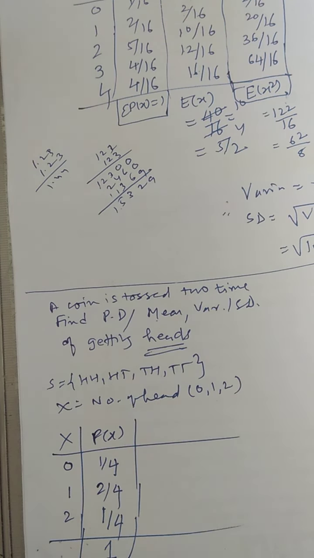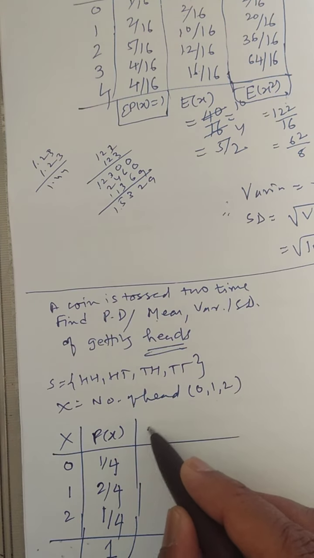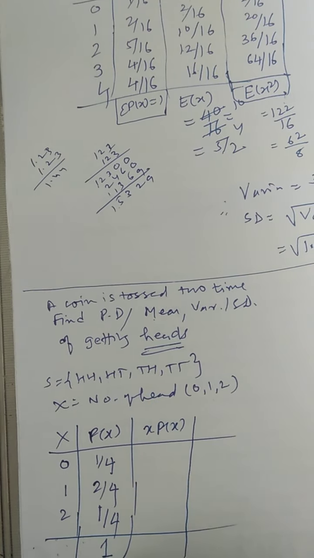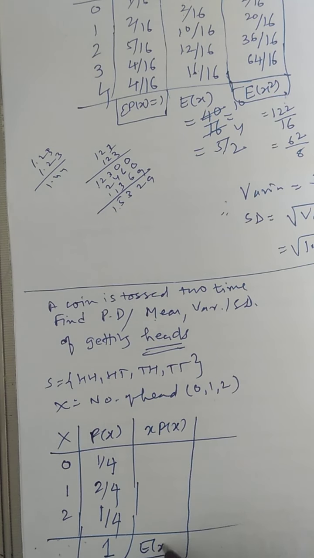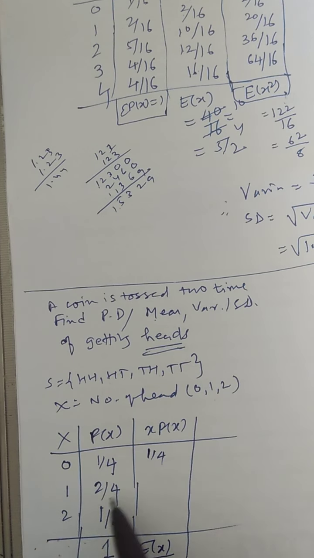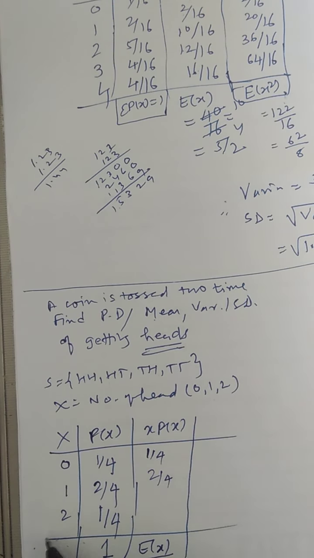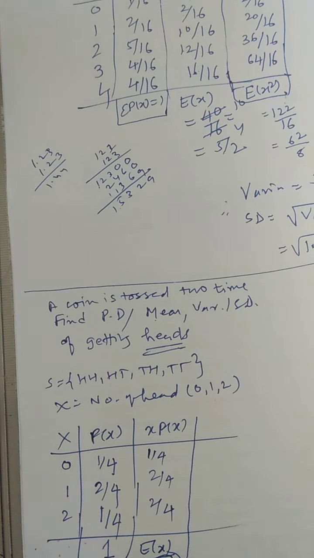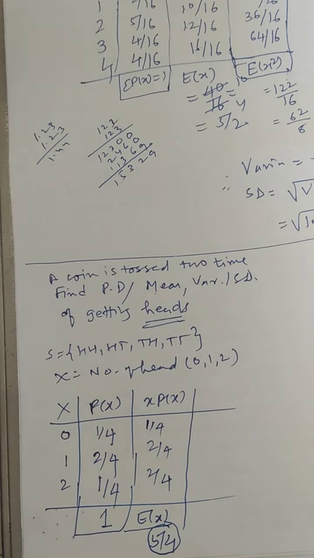Now what is our task? To find out the mean. What should be our procedure? Getting x into p of x. This calculation will give you E of x. Now if you multiply this, you will get 1 by 4. If you multiply this, you will get 2 by 4. If you multiply this, again you will get 2 by 4. So if you simplify, your answer is coming 5 by 4. 5 by 4 is nothing but the sum of this column. It is E of x, the mean also.